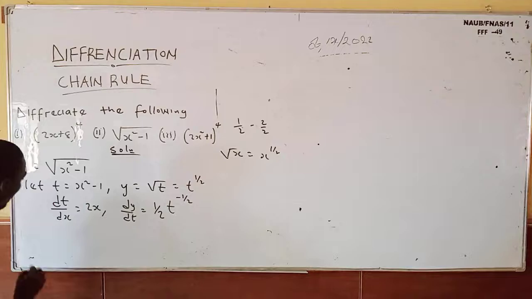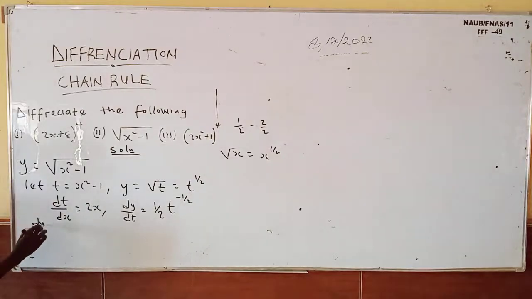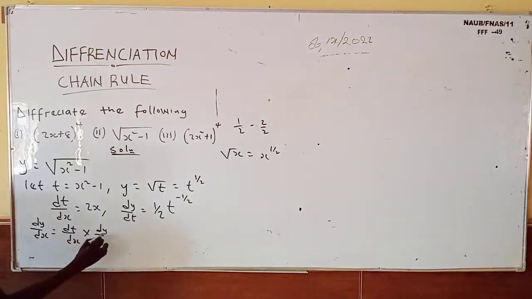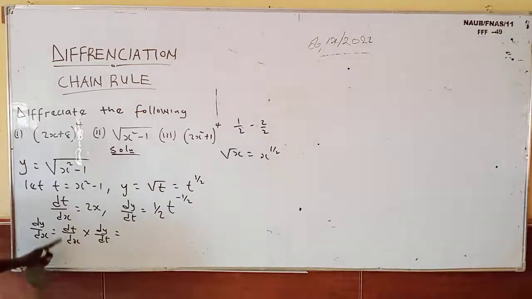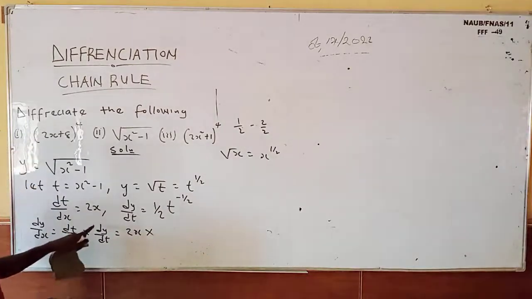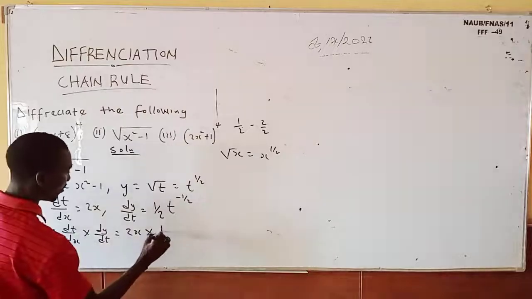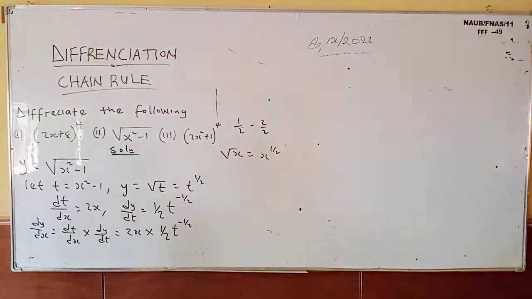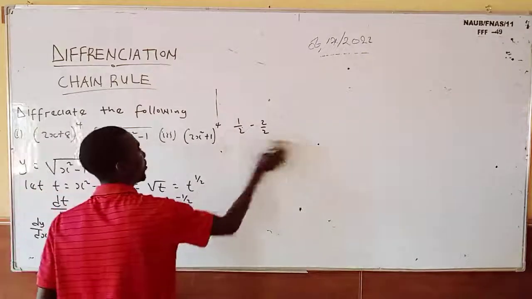So now, the next thing is to find my dy/ds, which is nothing but dt/ds multiplied by dy/dt, where dt/ds is what? 2s, multiplied by dy/dt. The dy/dt is half t to the power of minus 1 over 2. You get that?